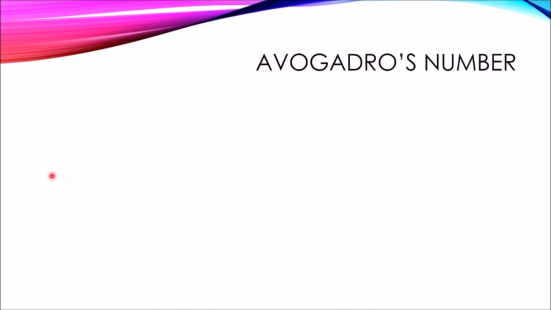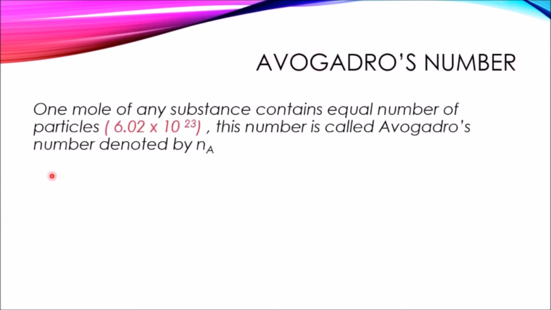Let's look at the definition of Avogadro's number. What we have learned? We have learned that 1 mole of any substance contains an equal number of particles. So किसी भी substance का जब भी हम एक मोल लेते हैं, that always contains 6.02 x 10^23 particles. This number is called Avogadro's number, which is denoted by Na, small n and capital A. Okay, this is denoted by Na. Na stands for Avogadro's number.